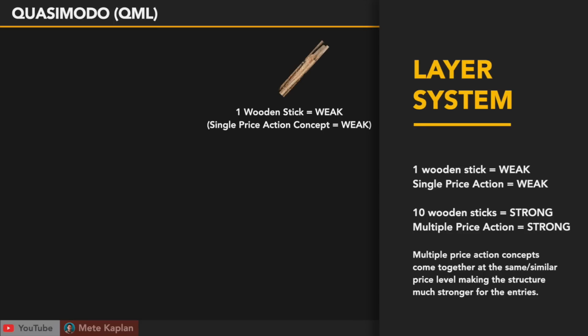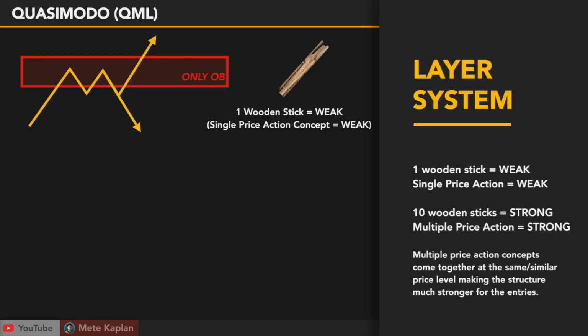I want you to think about a wooden stick that you can find in a forest and how easily you can break it. It is generally so easy, isn't it? Price action is the same. If you just find a single price action concept, like a single order block, without anything else to support it, it will be really weak and it may not hold your entry.